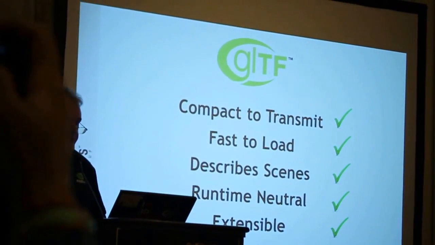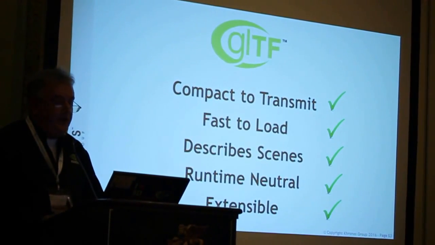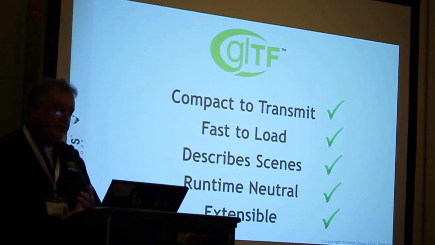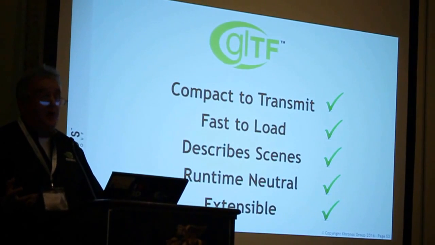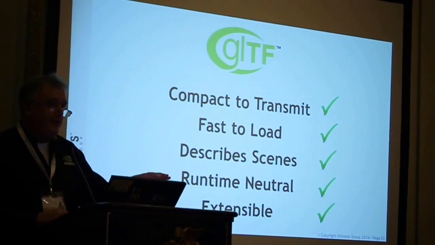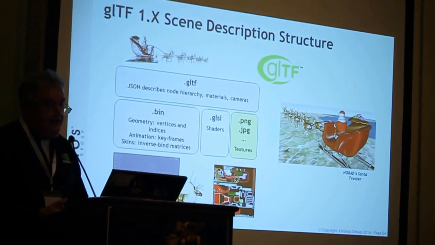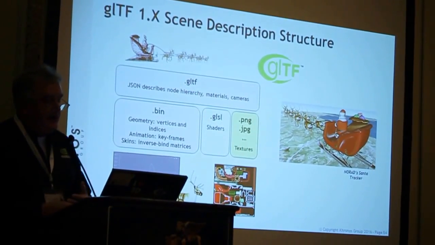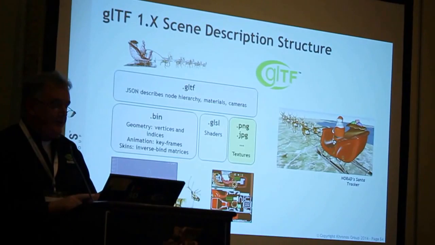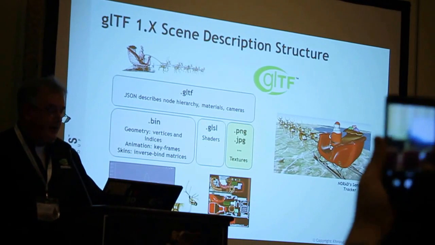So, the GL Transmission Format. There are dozens of 3D file formats, so why is Khronos creating another one? There's no current format that is compact, fast to load, particularly on mobile devices, and describes complete scenes. An OBJ file, for example, just describes a geometry mesh. glTF is runtime neutral, it's not trying to force you to use those assets in any particular way, and is extensible. So glTF is JSON-based. You use JSON to describe the node hierarchy, and then you have binary payloads for textures, geometry, and shaders. And so you can create a complete scene, including animations.